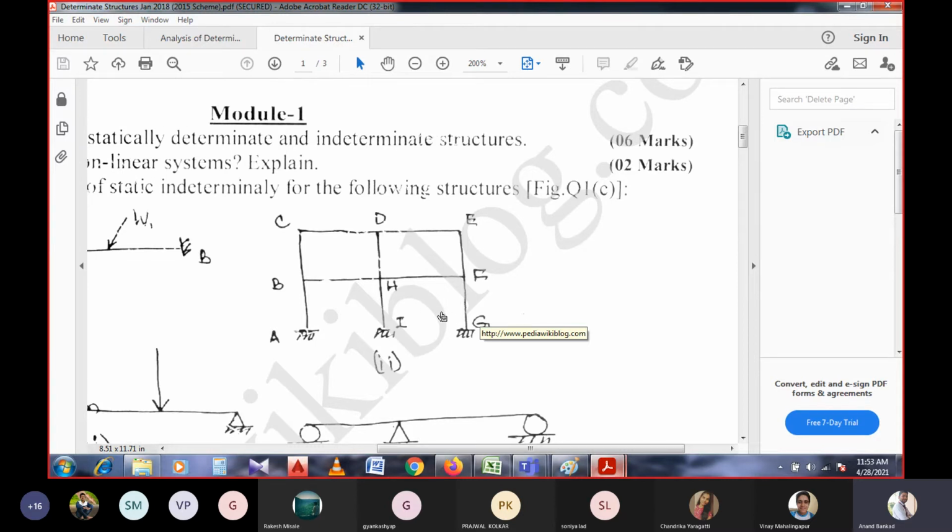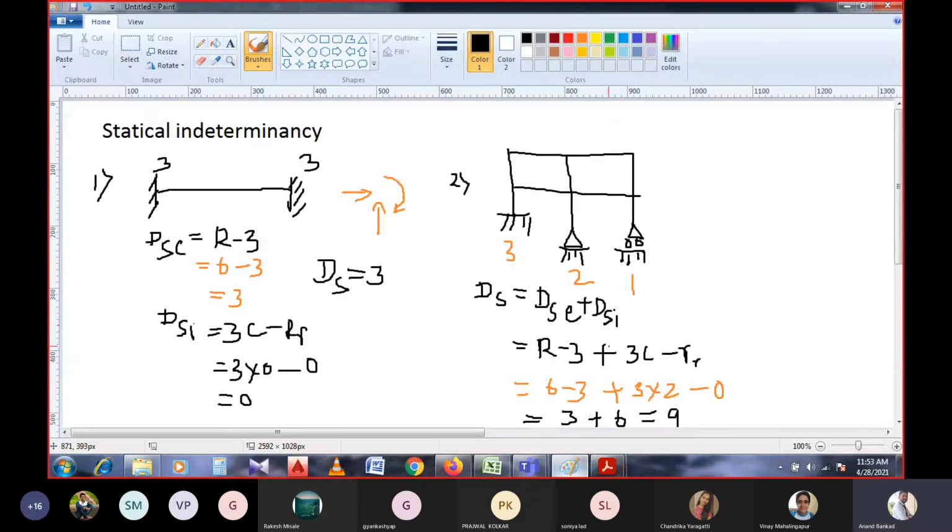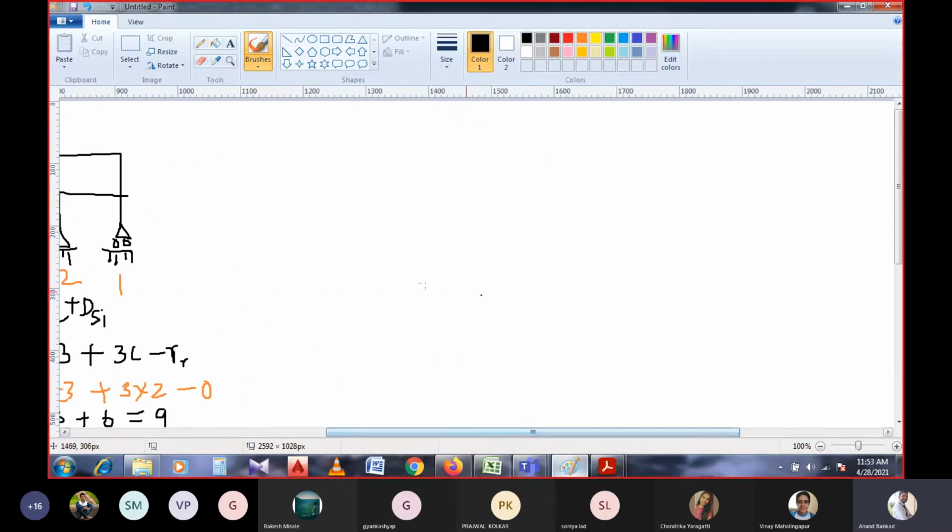Is that clear? The particular structure has 6 degrees of statical indeterminacy externally. So how have we calculated that externally? R minus 3. R is 9, the reactions over here, and 3 is the equations of equilibrium. So 9 minus 3 will be 6. Correct. So internally how much is it? We have to calculate 3C minus R_R. There are 2 closed loops here, that is C equal to 2. Again 3 into 2 will be 6. 6 minus 0.